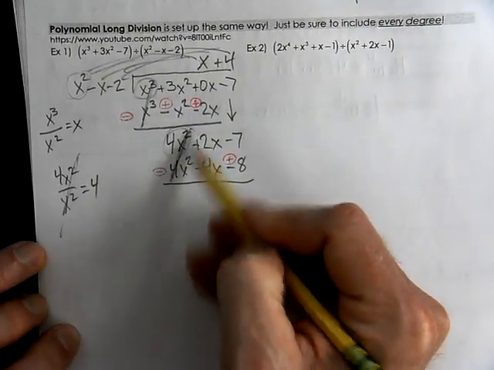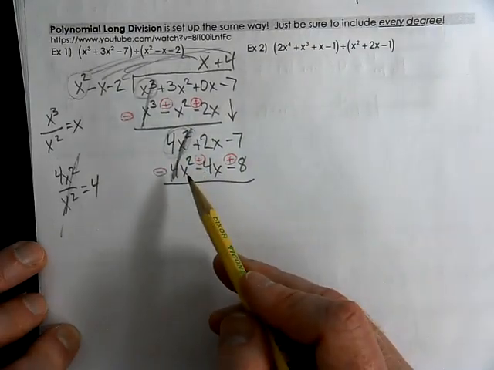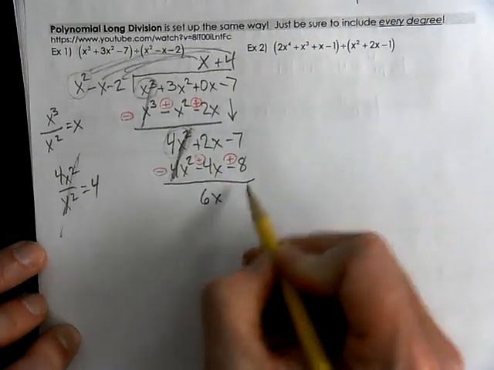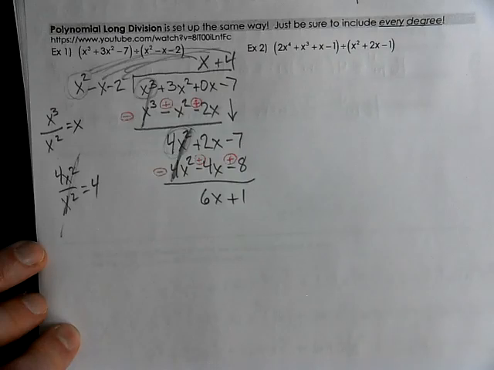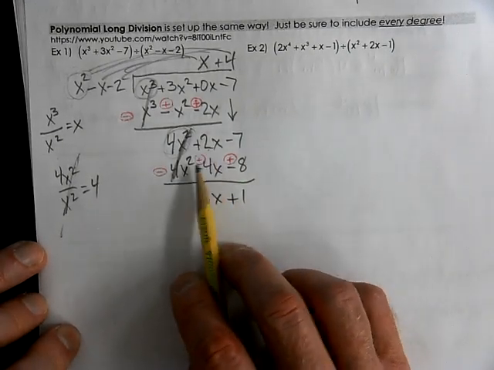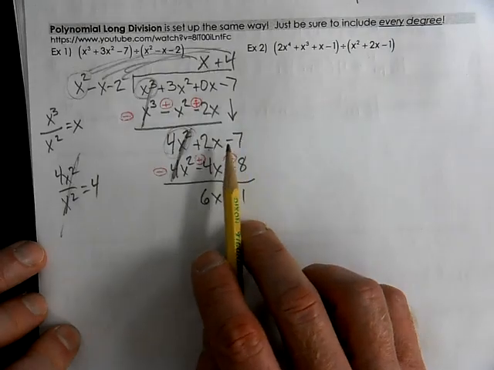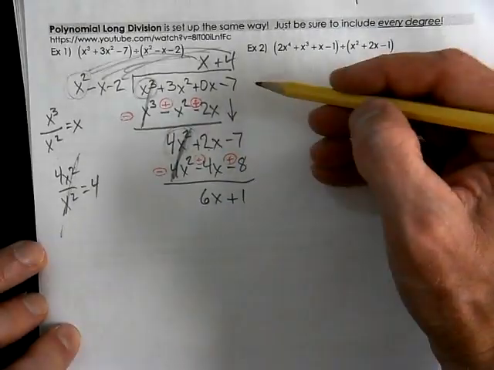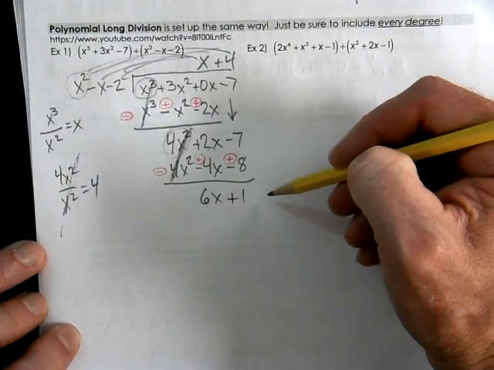These will cross out, they always will. And we're left with 6x and a positive 1. Two x and 4x make 6x. Negative 7 and a positive 8 make 1. Notice there's nothing else to bring down.